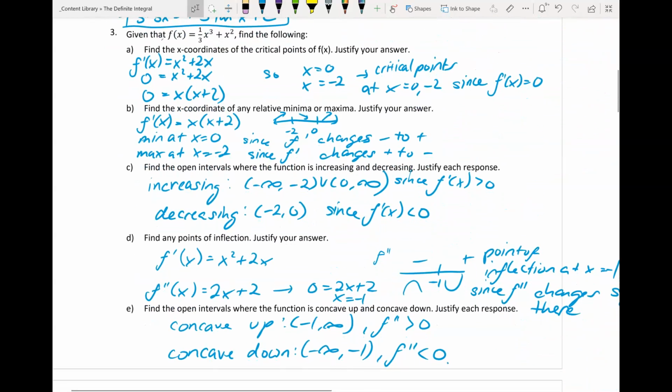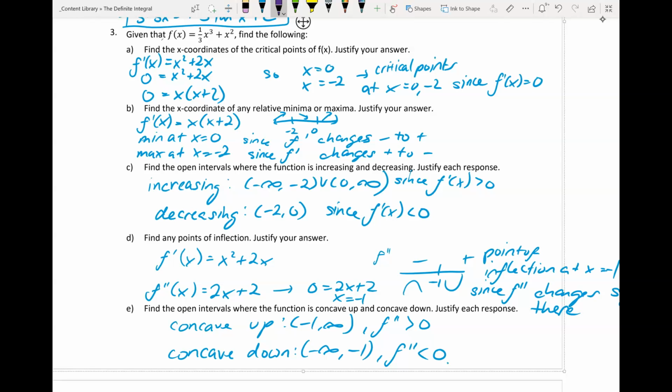Question 3. We're given f of x and we want to find the critical points. So you need to take the derivative of f and set it to 0, and then factor so you can solve for x. So we got x equals 0 and x equals negative 2, which means these are our critical points because that's when f prime is equal to 0.